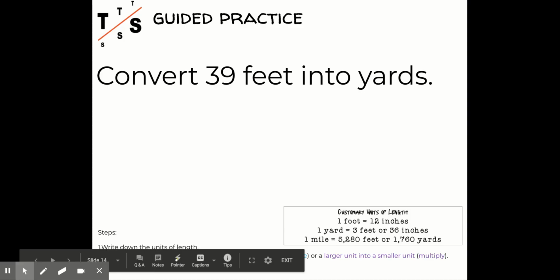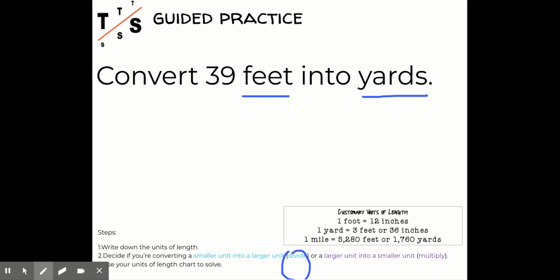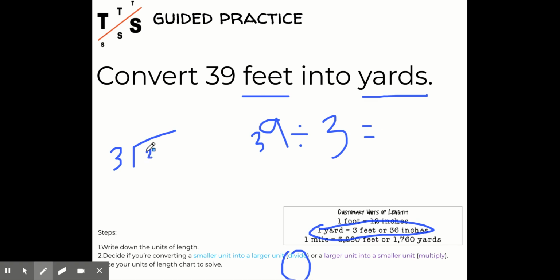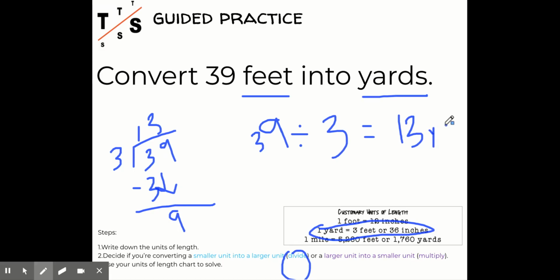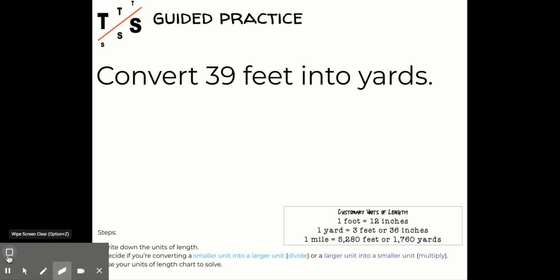Let's try the next one. 39 feet into yards. I'm going from feet to yards, which is smaller to larger, which means I'll be dividing. Here's my measurement for yards and feet. I'm going to be dividing 39 into 3, which will give me the number of yards. If I come over here to divide, I can see that 3 can go into 3 one time. I subtract, bring down my 9. 3 can go into 9 3 times. My answer is 13 yards. Let's try another one.